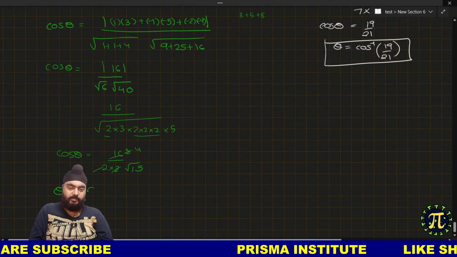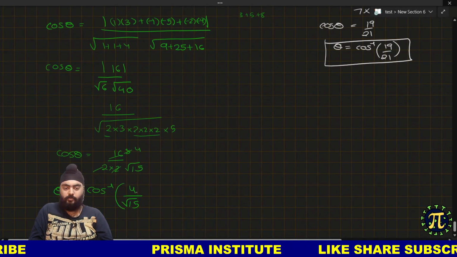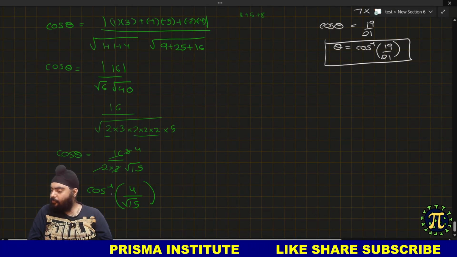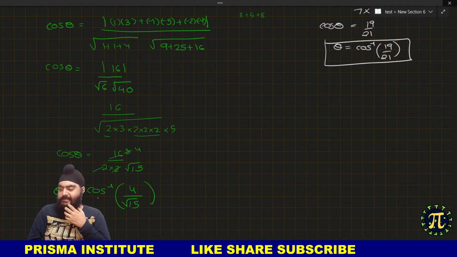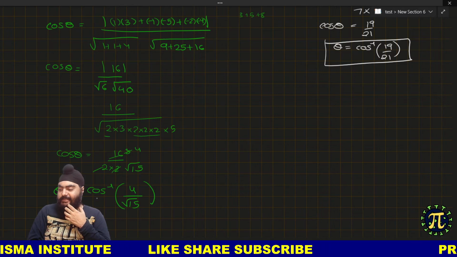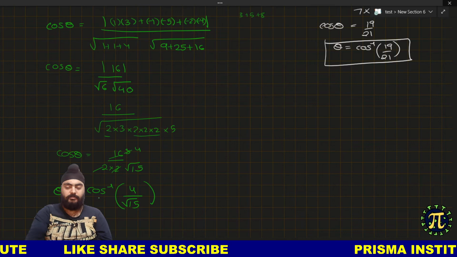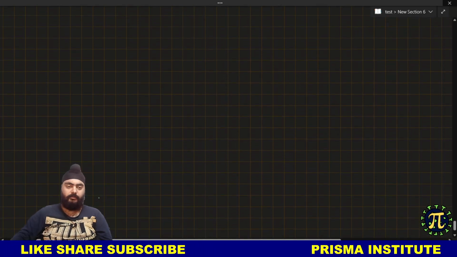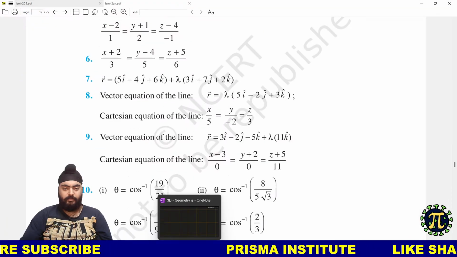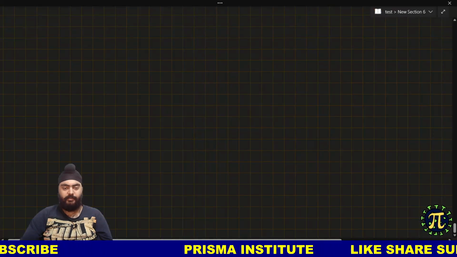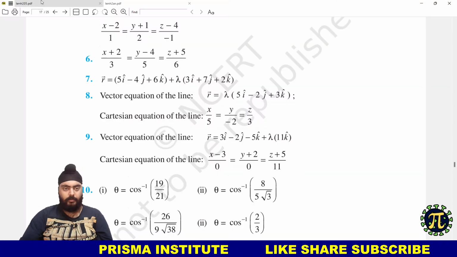So theta is cos inverse 4 by root 15. So there is no root 5 root 3 in the denominator as NCERT mentions. I think this answer is correct. So let's move to next question rather than wasting time here. You can check your NCERT if it has a different answer, or check the web also if you found a different answer. So let's check.